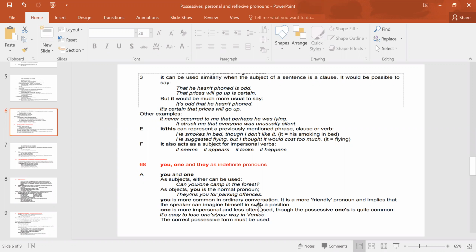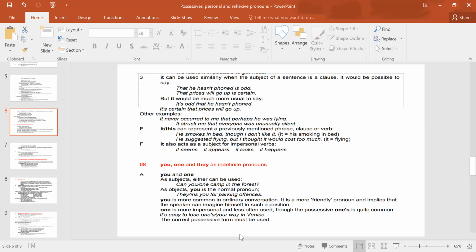You is more common in ordinary conversation. It is a more friendly pronoun and implies that the speaker can imagine himself in such a position. So you is a friendly pronoun. Here it shows that the speaker is imagining himself or herself in such a position. One is more impersonal and less often used. You is more personal and more friendly, and one is more impersonal and less often used.